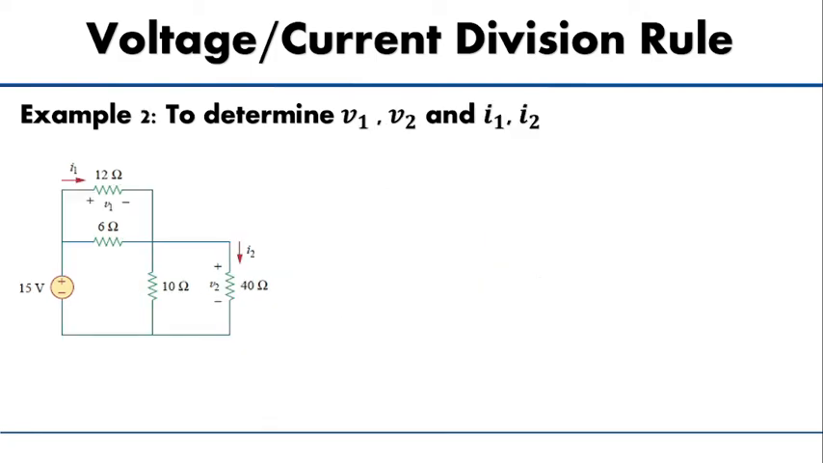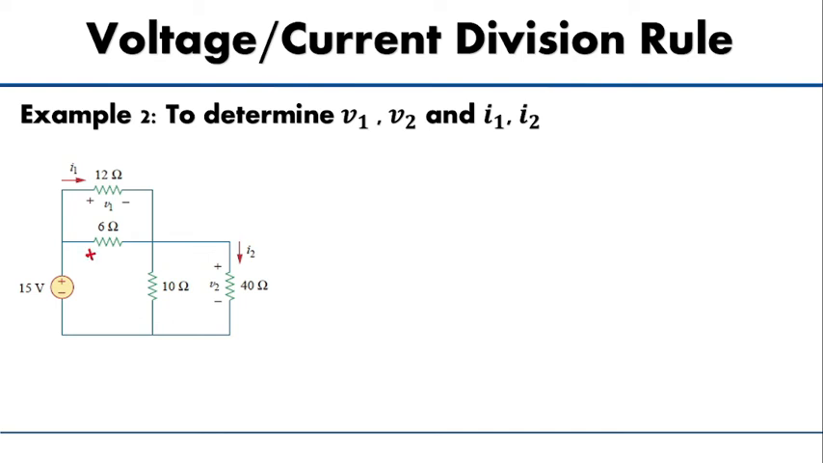In example 2, we need to find the voltages V1, V2 and the currents I1 and I2 in the given circuit. Voltage V1 is the voltage across the 12 ohm resistor, and V2 is the voltage across the 40 ohm resistor. Similarly, I1 is the current flowing through the 12 ohm resistor, and I2 is the current flowing through the 40 ohm resistor. So before finding V1 and V2, we need to reduce the circuit, as the 12 ohm and 6 ohm are connected in parallel.